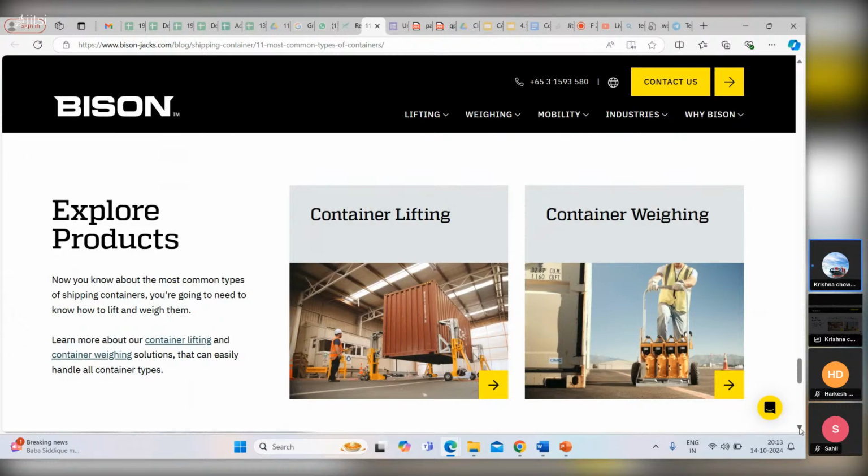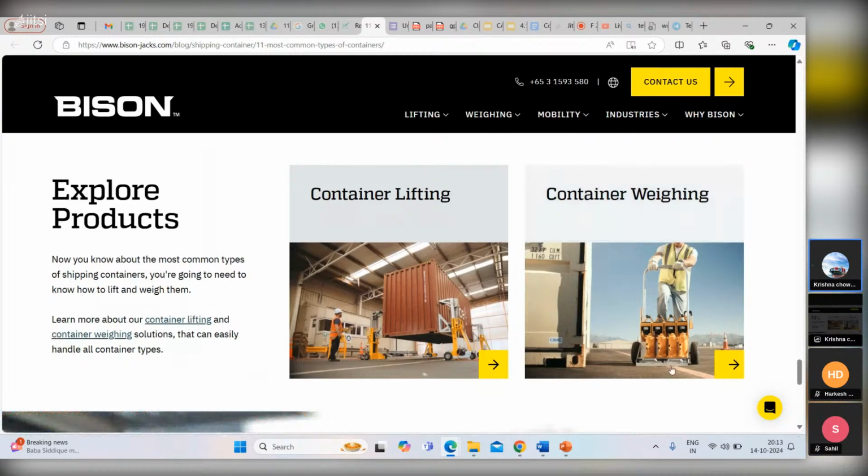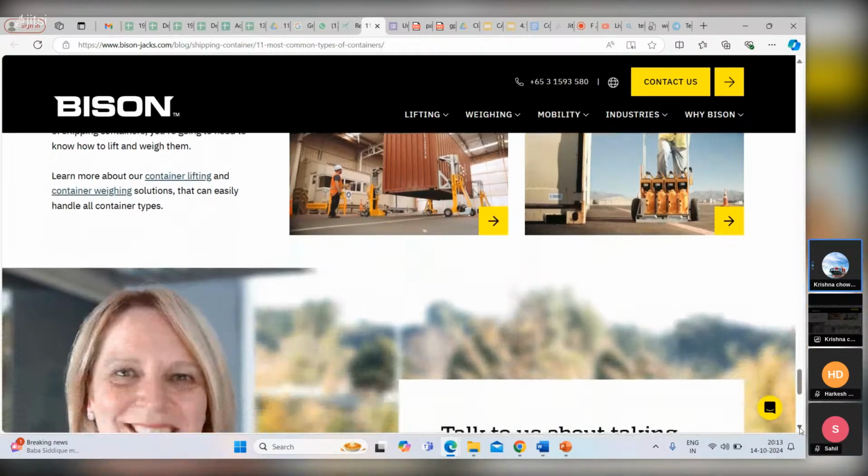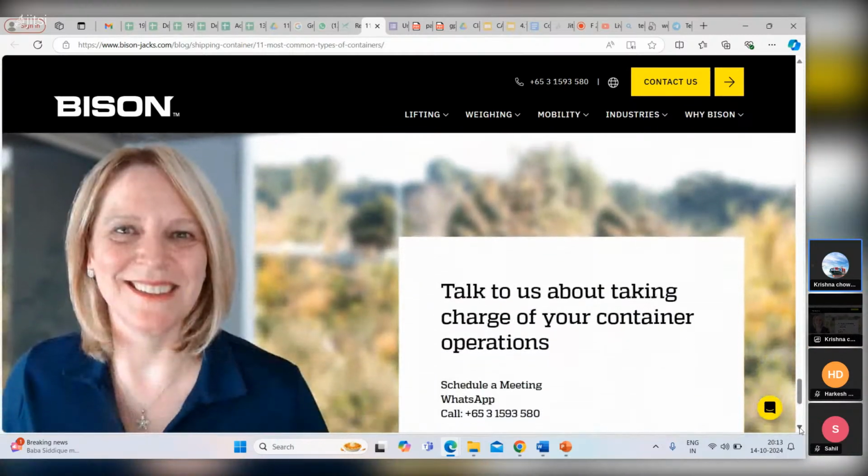Then you see here like this from the yard or somewhere. The containers are lifted like this to place in the correct position. Then we can weigh the container from these types of machines, like we were checking the tare weight, gross weight, and all those things.